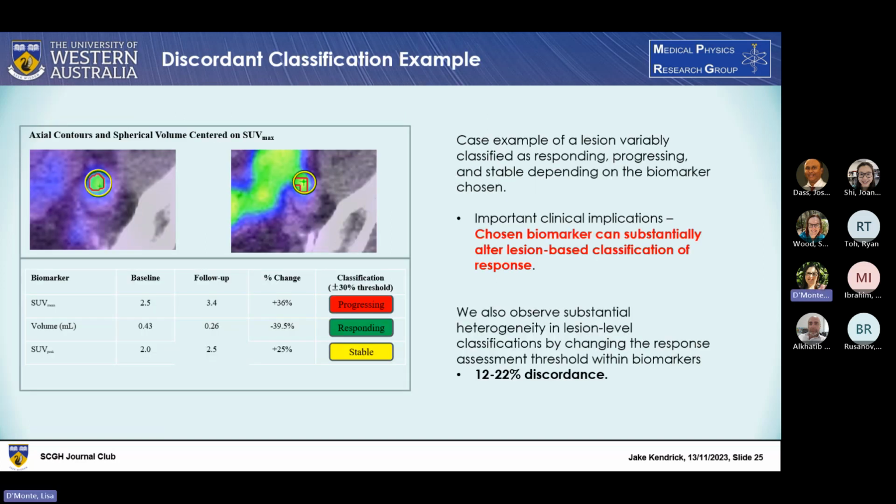And here's just an example of what I'm describing right here. So this was a particular lesion, and we're looking at 3 different biomarkers here. And you can see that based on which biomarker you choose, so SUV mean, volume, or SUV peak, it can be classified simultaneously as progressing, responding, and stable. So we need a lot more research into this to understand what the best metric actually is in terms of assessing response at the lesion level in this fashion.